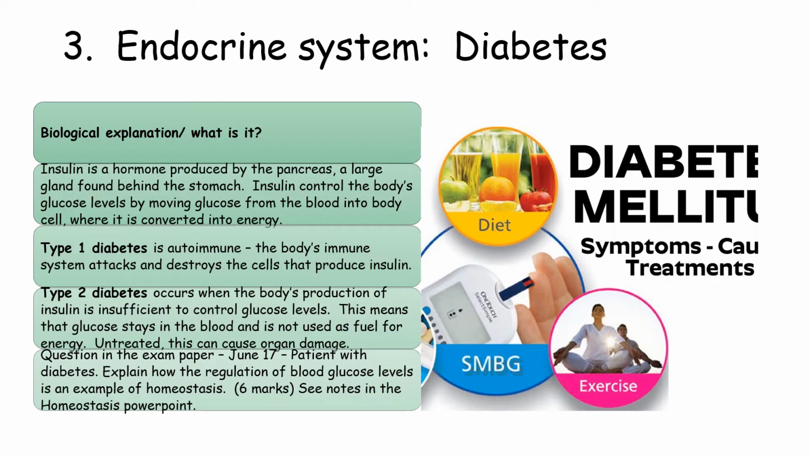Type 1 diabetes is an autoimmune disease. It's where the body's system attacks and destroys the cells that produce insulin. Type 2 diabetes occurs when the body's production of insulin is insufficient. This is usually caused by a poor diet and obesity. Make sure you're aware of what it actually is and the difference between the two.